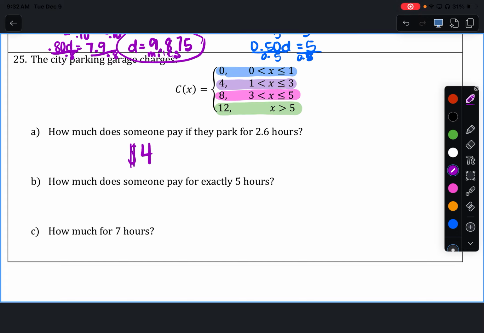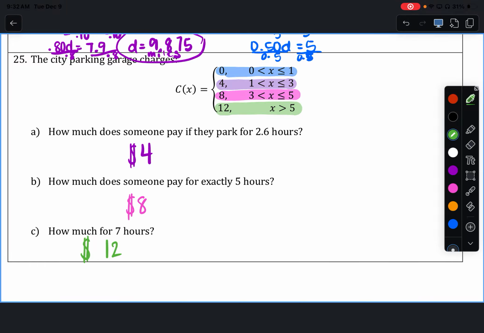How much does someone pay for exactly 5 hours? $8. How much for 7 hours? $12. Oh, I'm sorry. I looked at the wrong one. There we go.